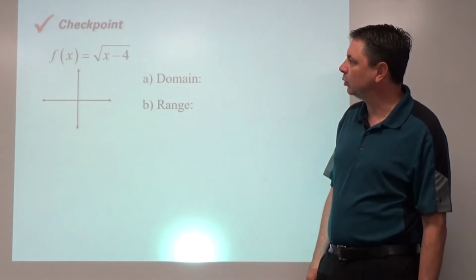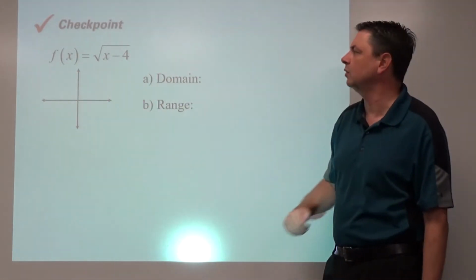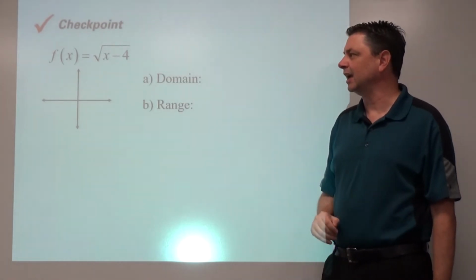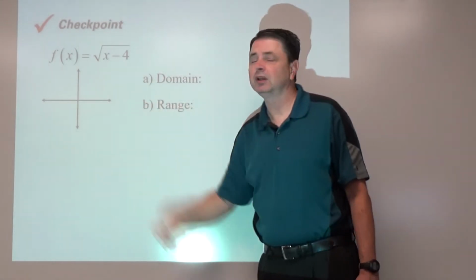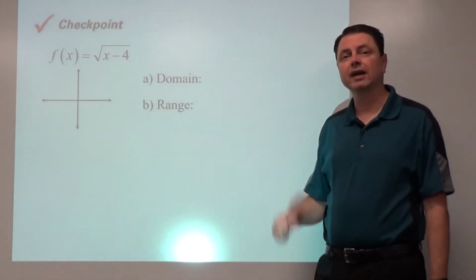All right, checkpoint. Looking at the function f of x equals the square root of x minus 4. Come up with domain and range. It might help if you sketched it first. Pause, come back.